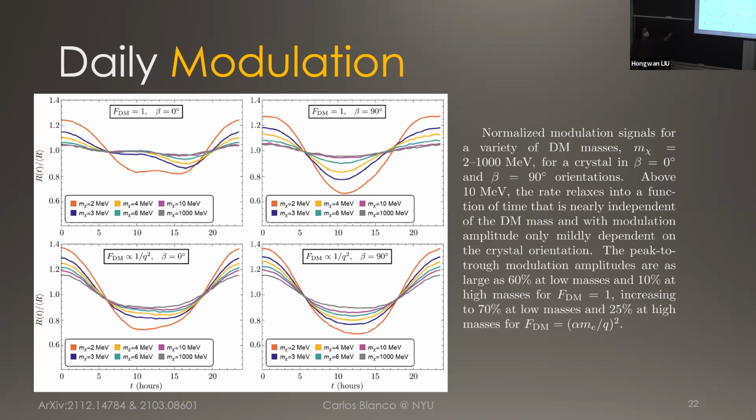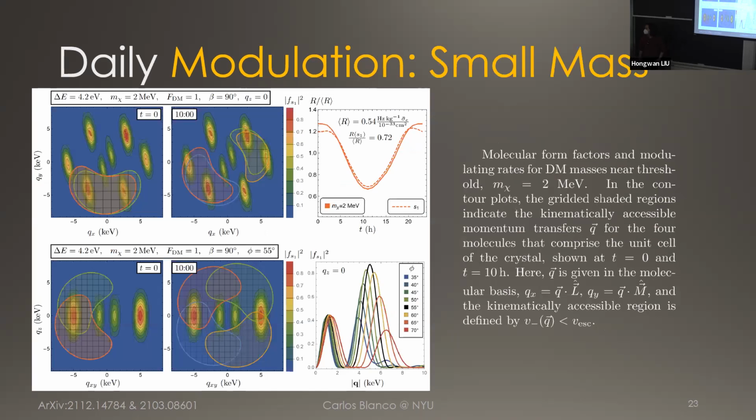In fact, for a light mediator, we find that the amplitude remains as large as 25%, even at arbitrarily high masses. That is an impossible signal to fake in the laboratory. That would be observing a scintillator glow and dim throughout the day by an order one amount. So we wanted to know really how to explain this behavior.